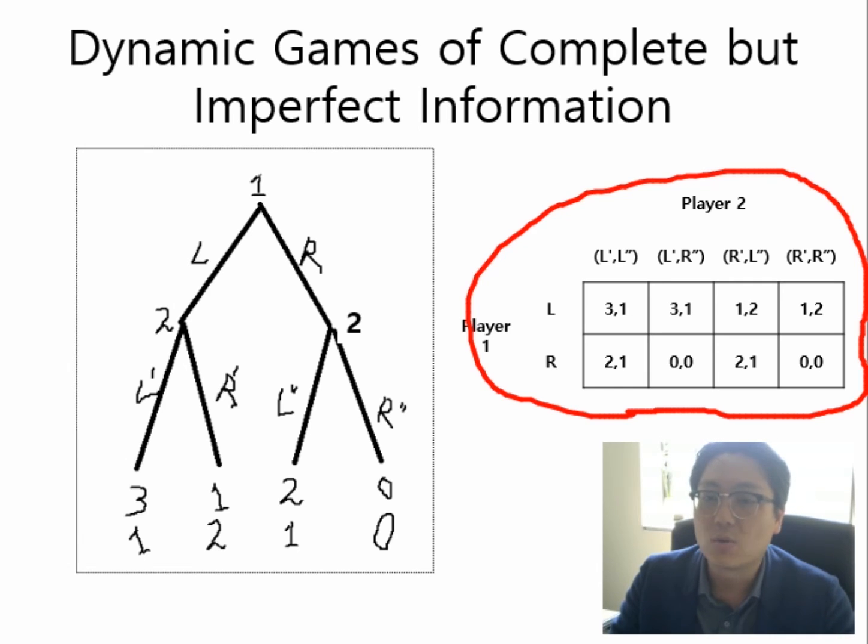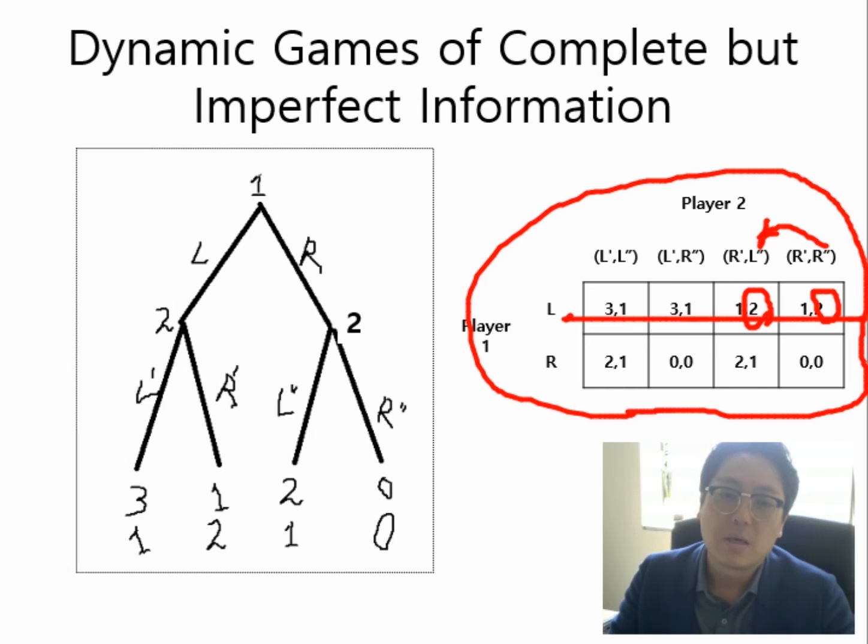Here, the reason why the second player can choose L' and L'' if the first player is playing L, right? Even though the second player is changing L' to R', the payoffs are the same. So the second player doesn't have any reason to deviate, right?